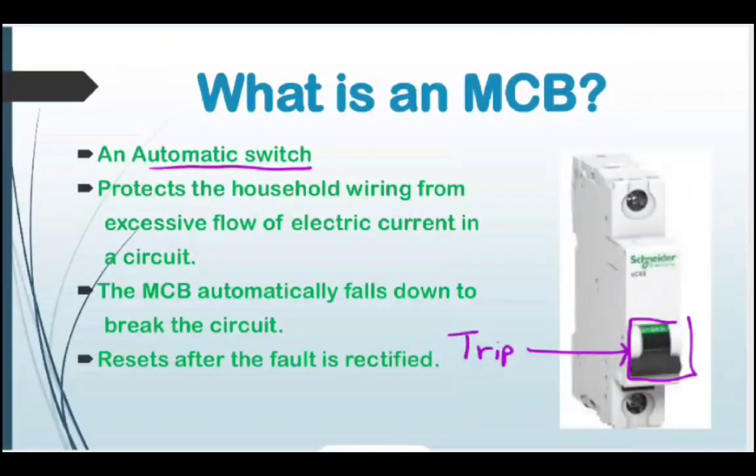It protects the household wiring from excessive flow of electric current in a circuit. The MCB automatically falls down. See, it moves down to break the circuit, and the entire house, imagine, the electricity completely breaks. The circuit completely breaks. Then you need to go to your main switchboard and put this trip up back again, and it resets. Electricity resumes, after the fault is rectified.